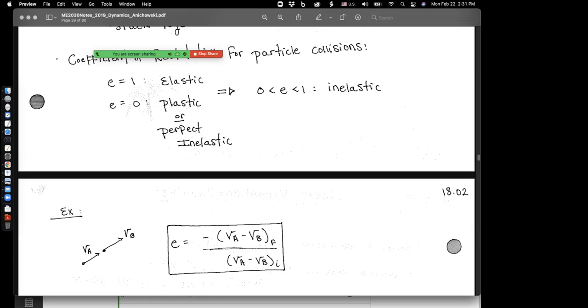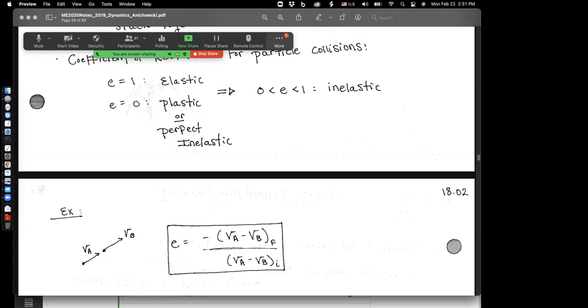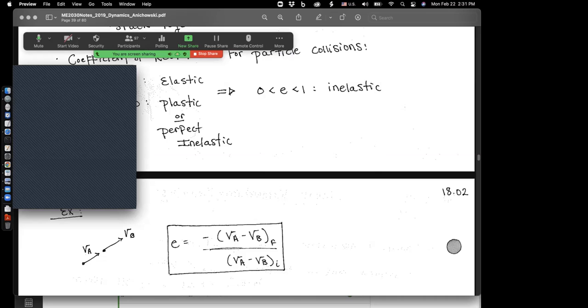Okay, if they come together at the same rate as they are going apart after the collision, then you have an elastic collision. If not, you have an inelastic collision. Any questions about that? Okay, so it looks like there's a remark or question. Yeah, relative velocity, that's right.